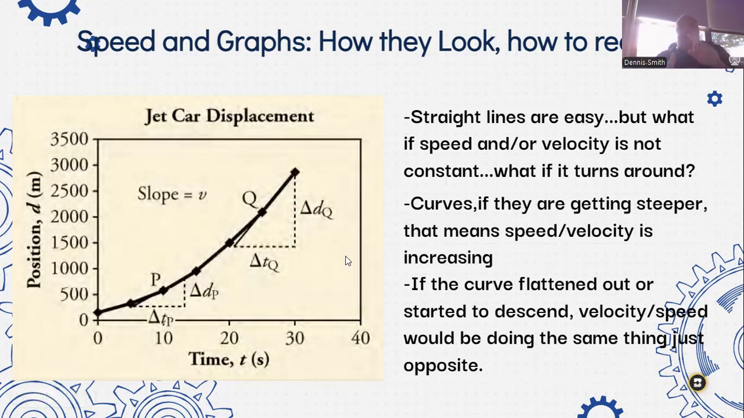All right. Curves, if they're getting steeper, mean speed and velocity is increasing. If the curve flattens out or starts to descend, the velocity or speed would be doing the opposite. So if it flattens out, you have a negative acceleration. So if this were to suddenly flatten out, you'd have a negative acceleration. And then if it starts coming down, now you're going to have a still more negative acceleration. Well, no, you would have positive acceleration, but you would have a negative velocity. So just keep that in mind.